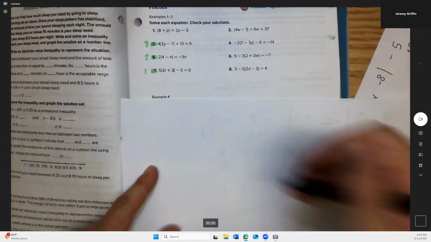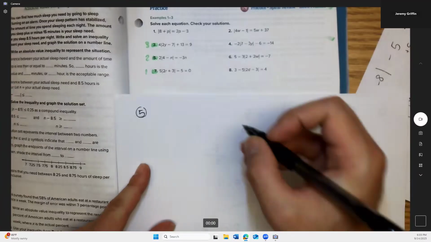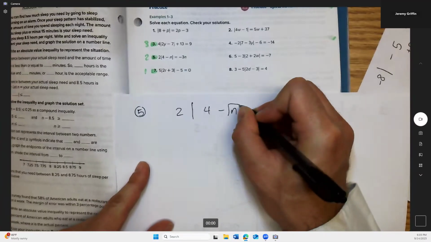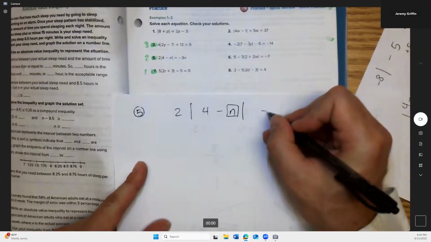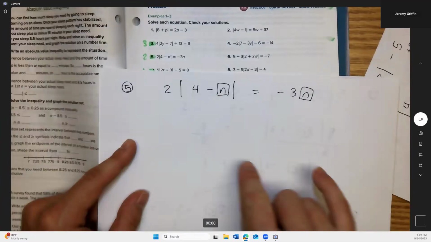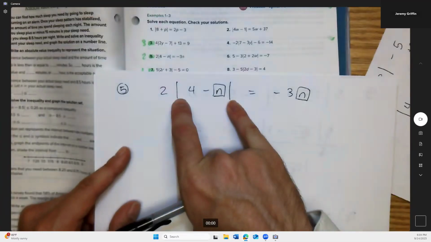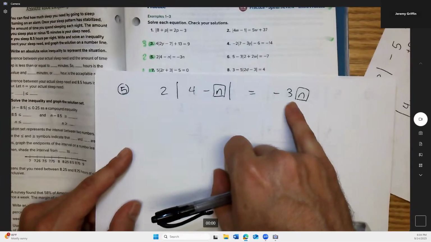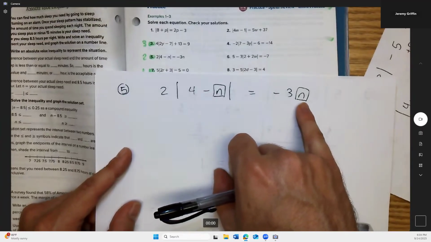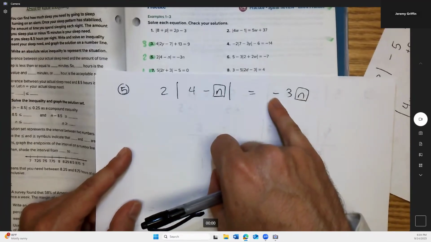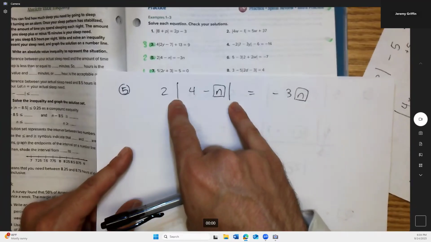All right, let's do number 5. So we're on number 5. It's 2 times absolute value of 4 minus n, equals negative 3n. That's interesting. Right away, I see I have an absolute value, which makes something positive, and I have a negative of something up here. I see from the beginning that n has to be a negative value, because a negative times a negative can make a positive, which would be the only thing that could possibly satisfy an absolute value.